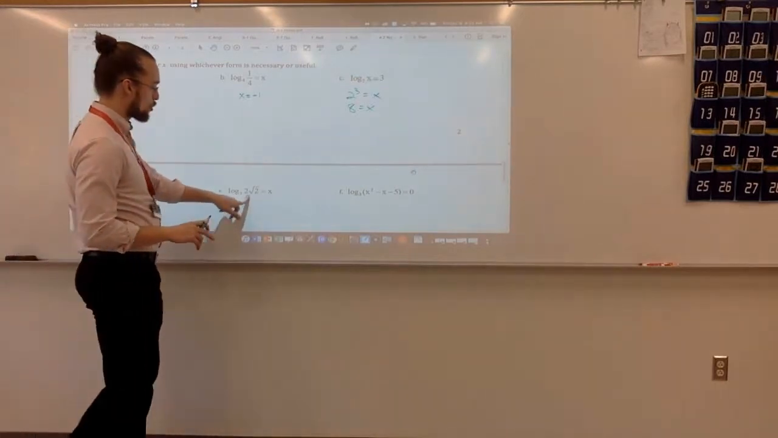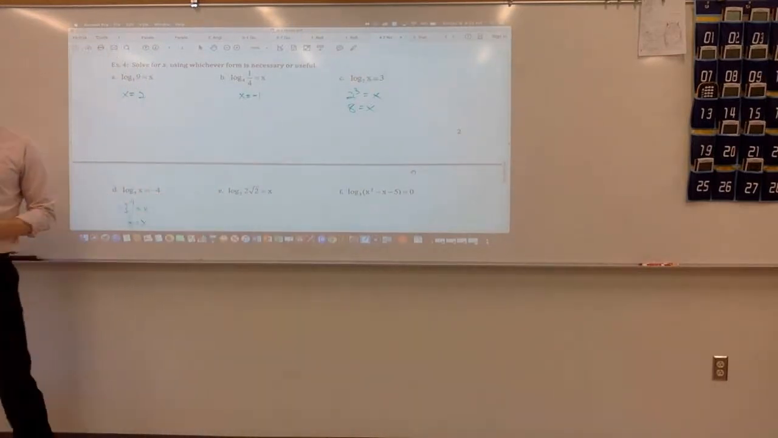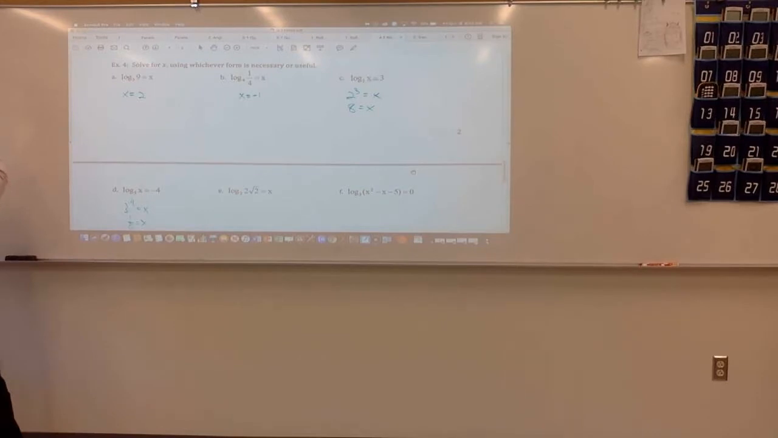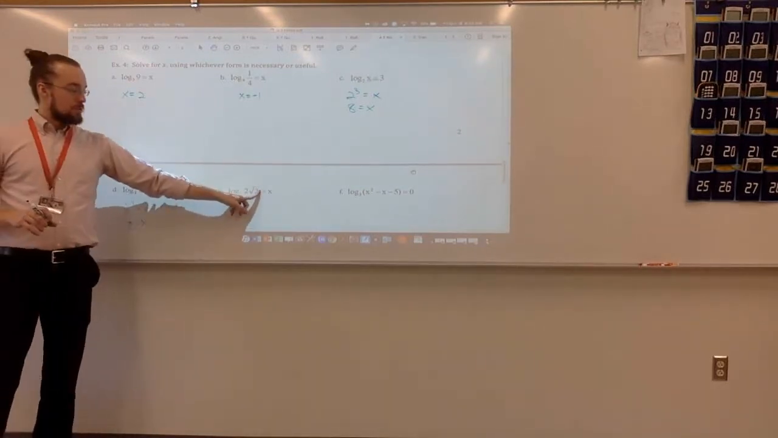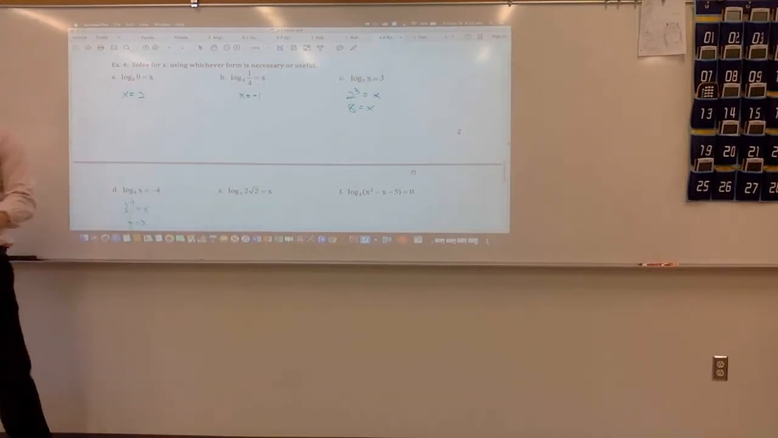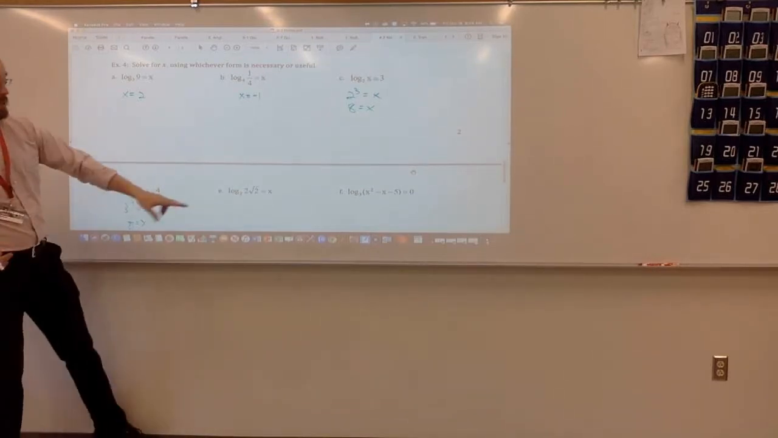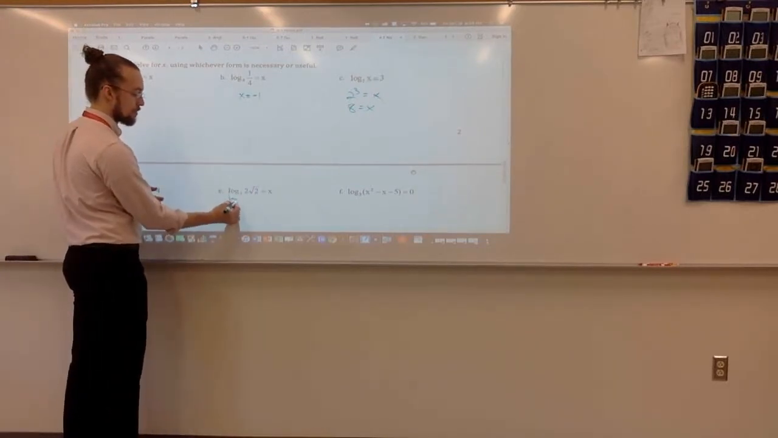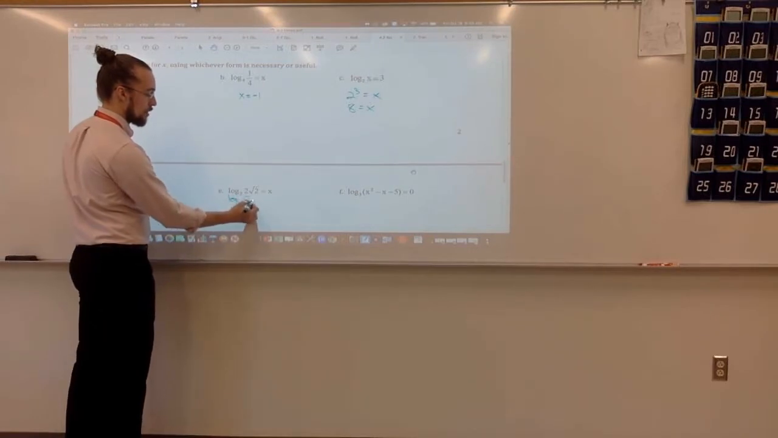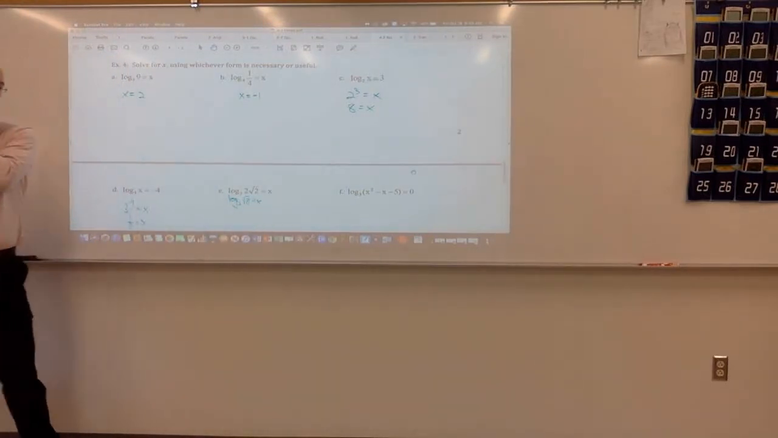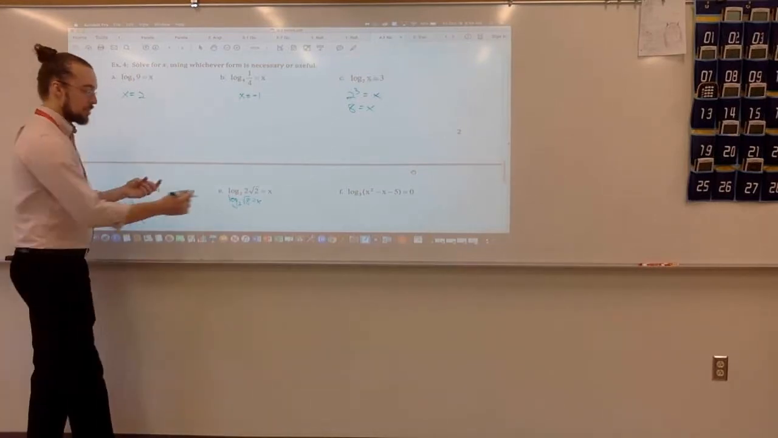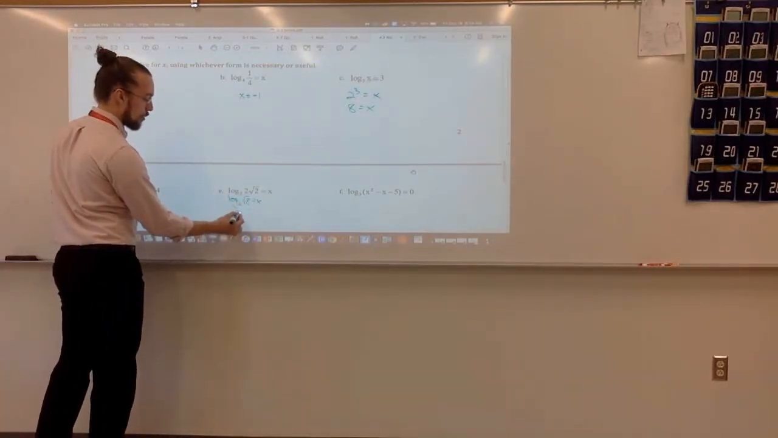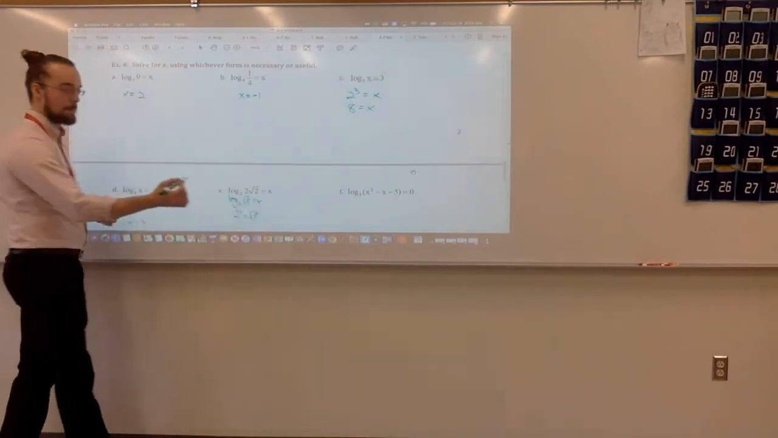How about this? 2 to what power equals 2 radical 2? We talked about how 2 radical 2 is the same as the radical 8. That's the example we did backwards up here. So this would be the same as log base 2 of the square root of 8 equals x. We're saying 2 to what power equals the square root of 8?